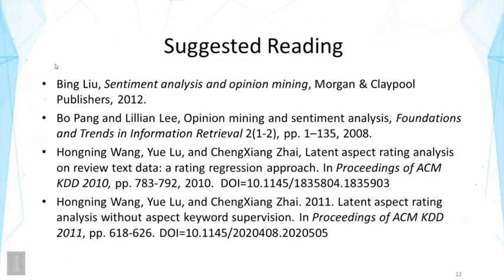The first two are small books that are excellent reviews of this topic, where you can find a lot of discussion about the other variations of the problem and techniques proposed for solving the problem. The next two papers are about the generative models for latent aspect rating analysis. The first one is about solving the problem using two stages, and the second one is about a unified model where a topic model is integrated with the regression model to solve the problem using a unified model.